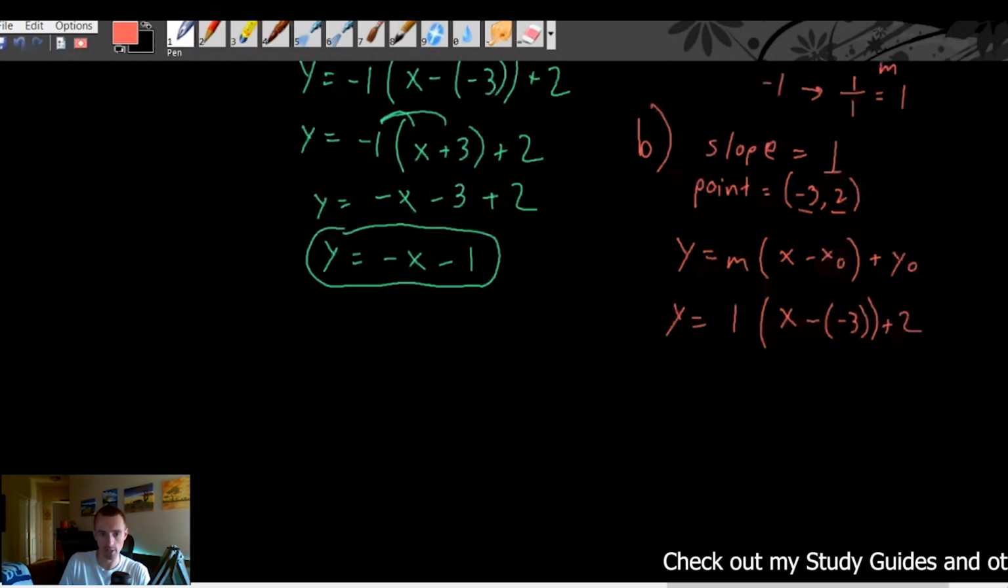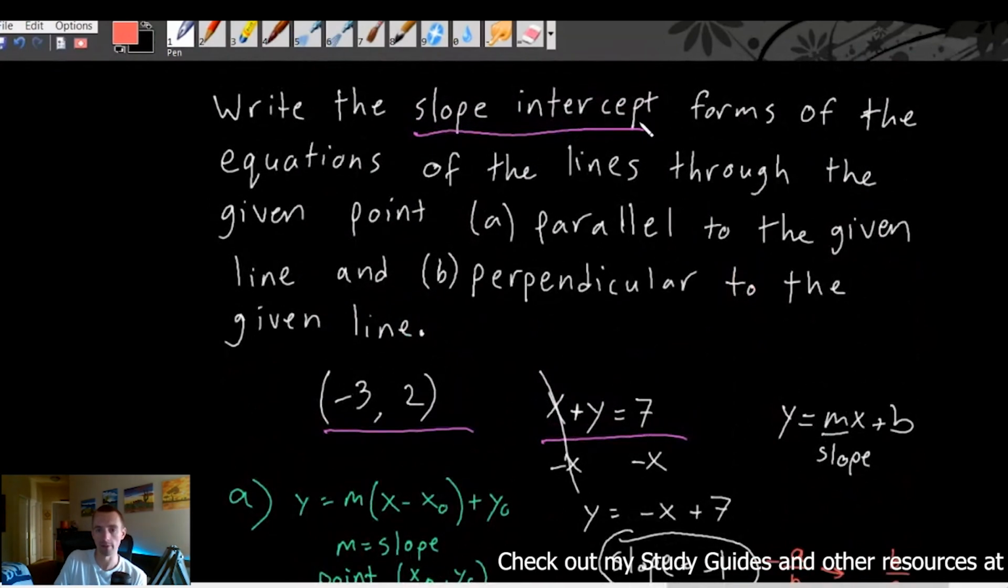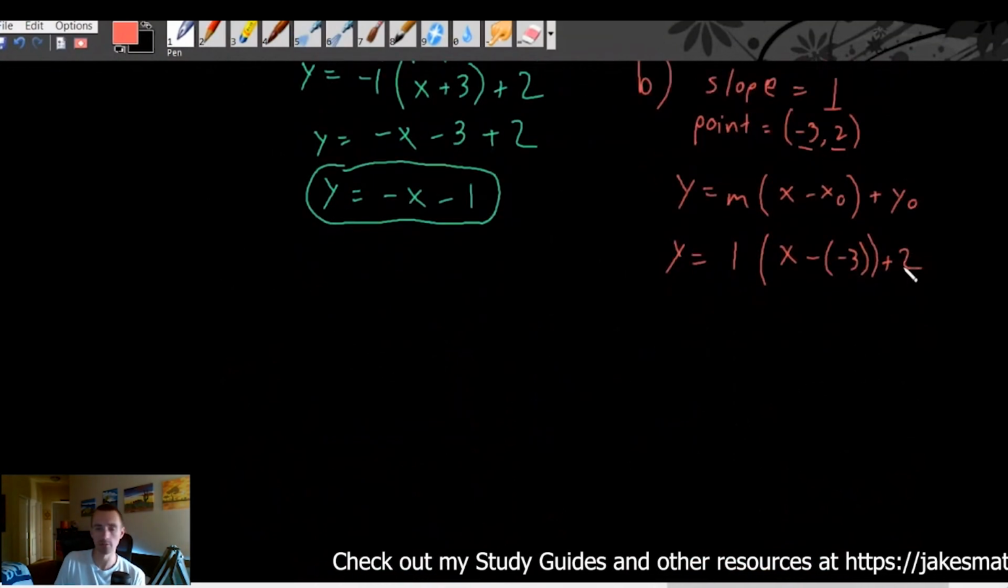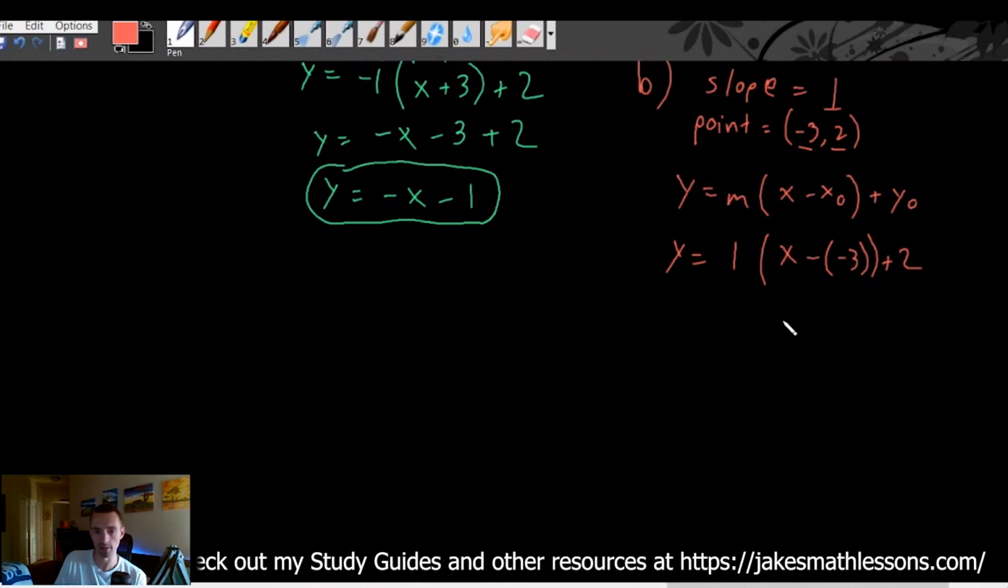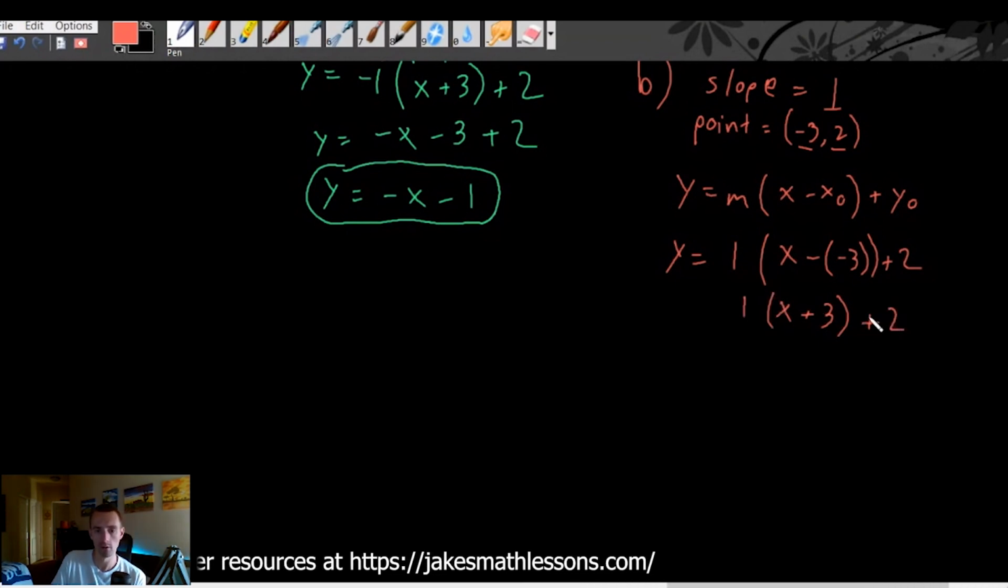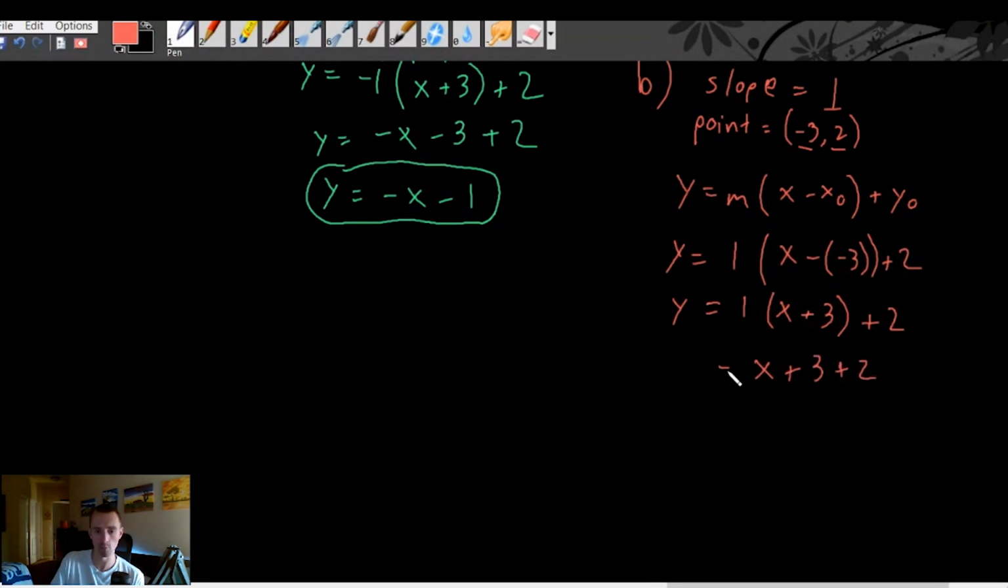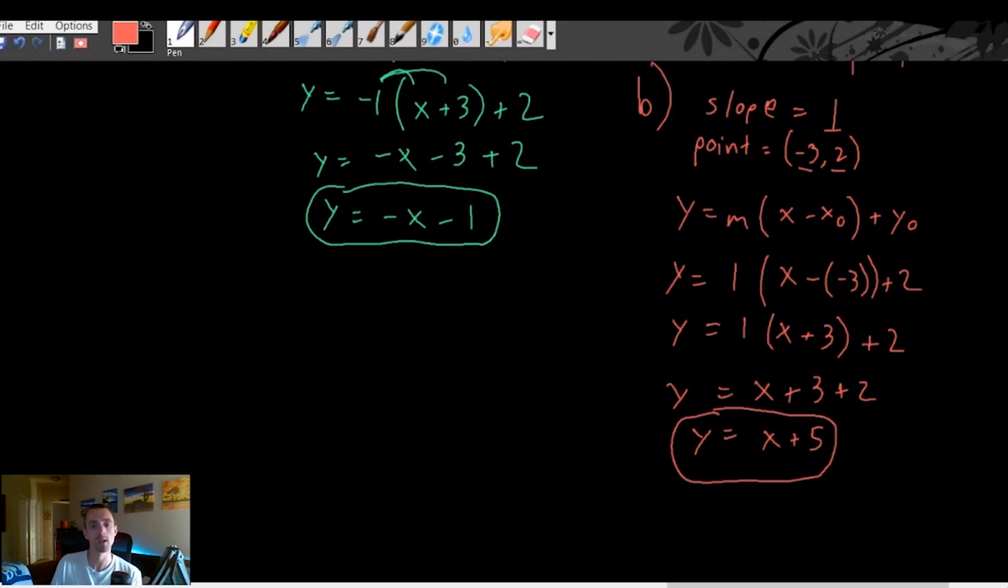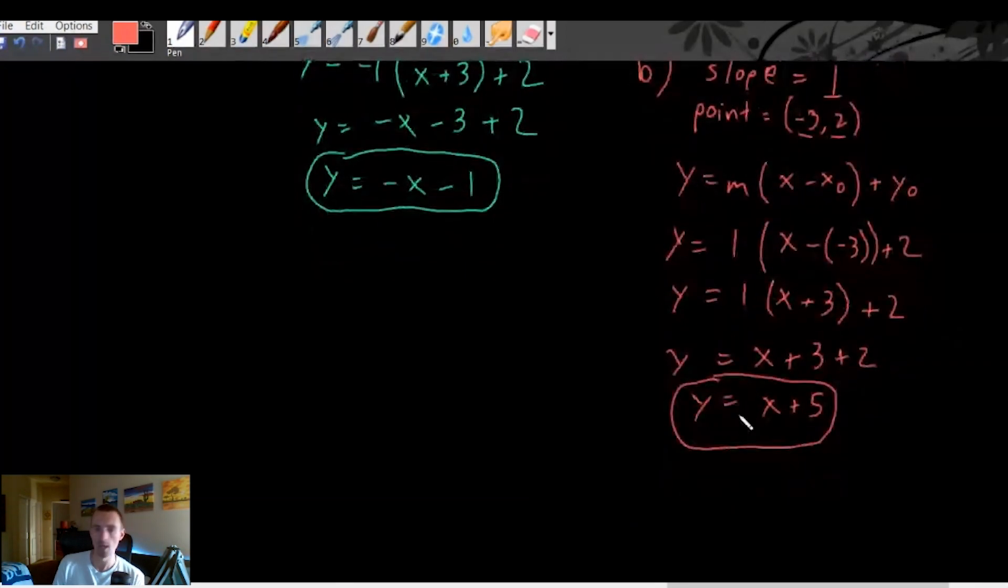And then in order to get it into the slope-intercept form, like the problem asked us to find it in, we just have to expand this out and simplify. So first, x minus -3 is the same as x plus 3. So that'll be what's in the parentheses there. And then distribute the 1. 1 times x is just x. 1 times 3 is just 3. And then plus 2 outside the parentheses. And then combine your like terms. So x plus 3 plus 2, 3 plus 2 is 5. So x plus 5. So now this is going to be the line equation that is perpendicular to the given line and goes through the point that we needed it to go through. And it is in the slope-intercept form like the problem asked us to get it in.